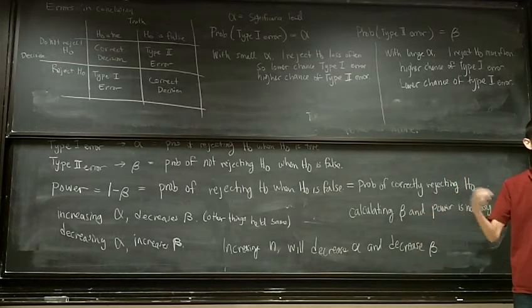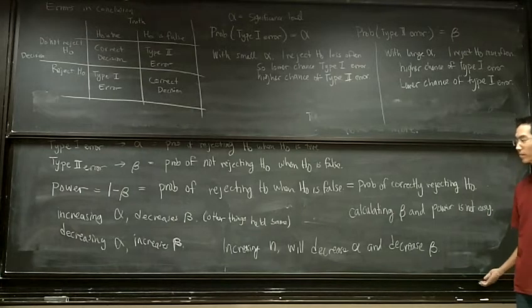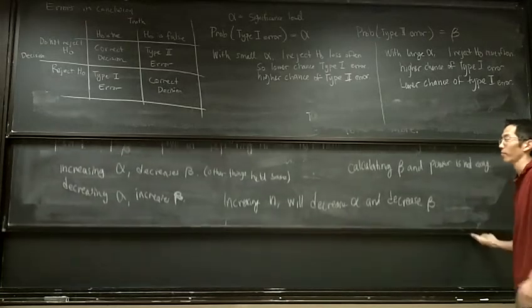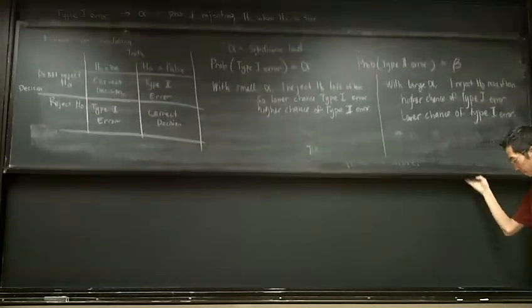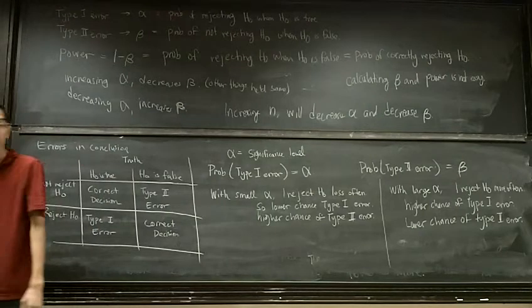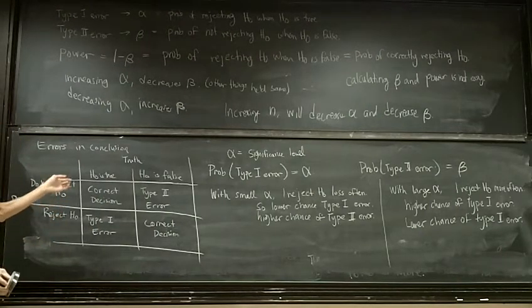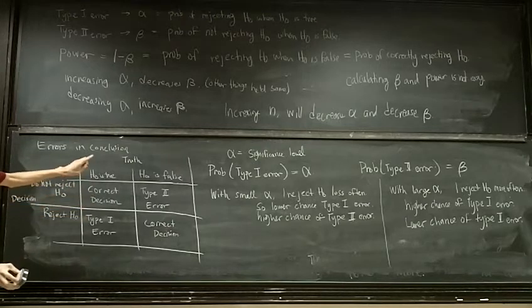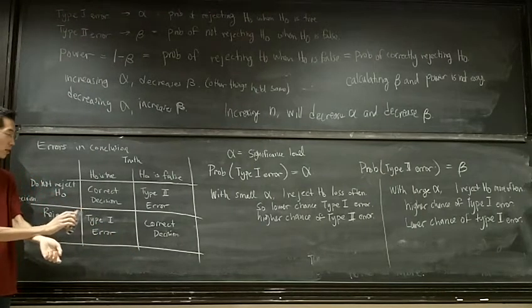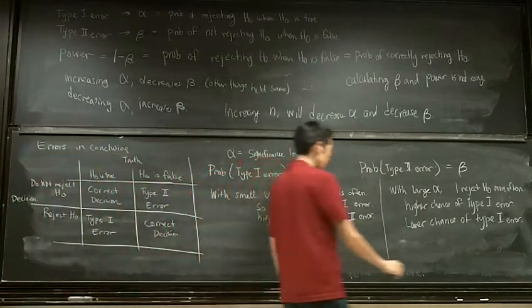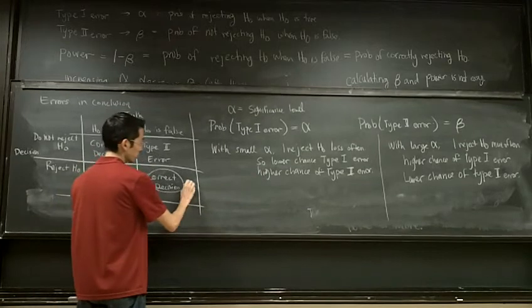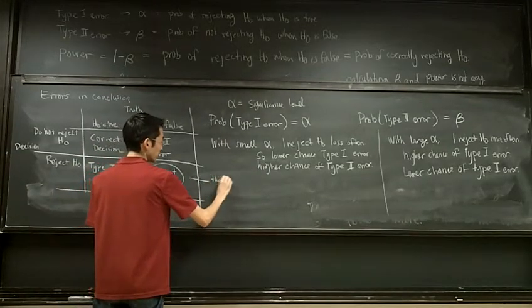Essentially, finding more evidence. Power is a good thing, okay? So high power means you've got a high chance of making the correct decision here, to reject the null hypothesis. So the probability of this square, this correct decision, is the power, okay?